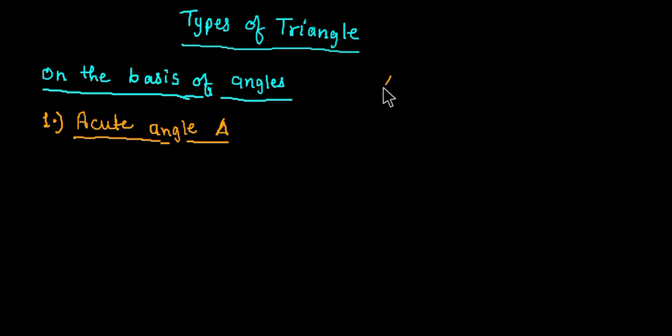Okay, so let's draw an acute angle triangle. Here the triangle is ABC. Here we can see that all the angles of the triangle ABC are less than 90 degrees. This angle is less than 90 degrees, this is also, and this one is also less than 90 degrees. So we can say that this triangle is an acute angle triangle.